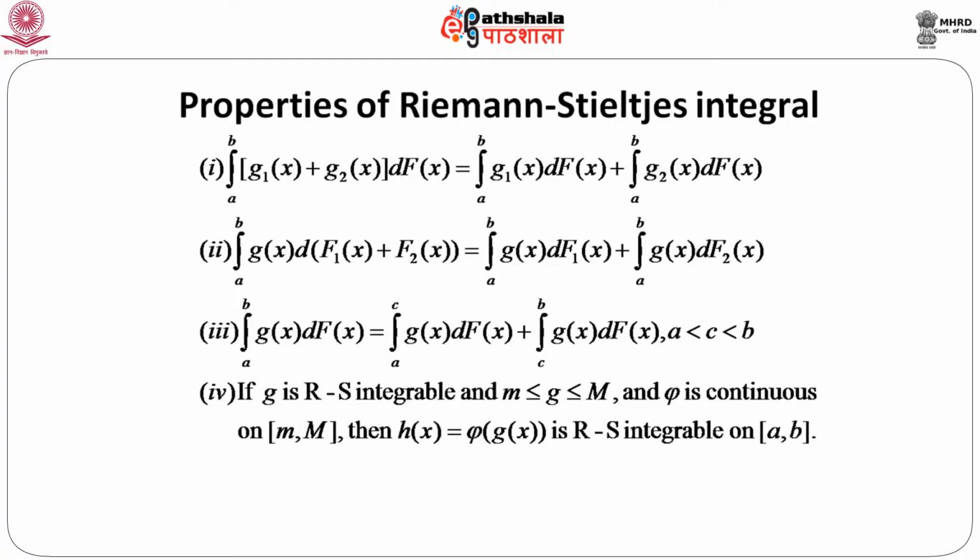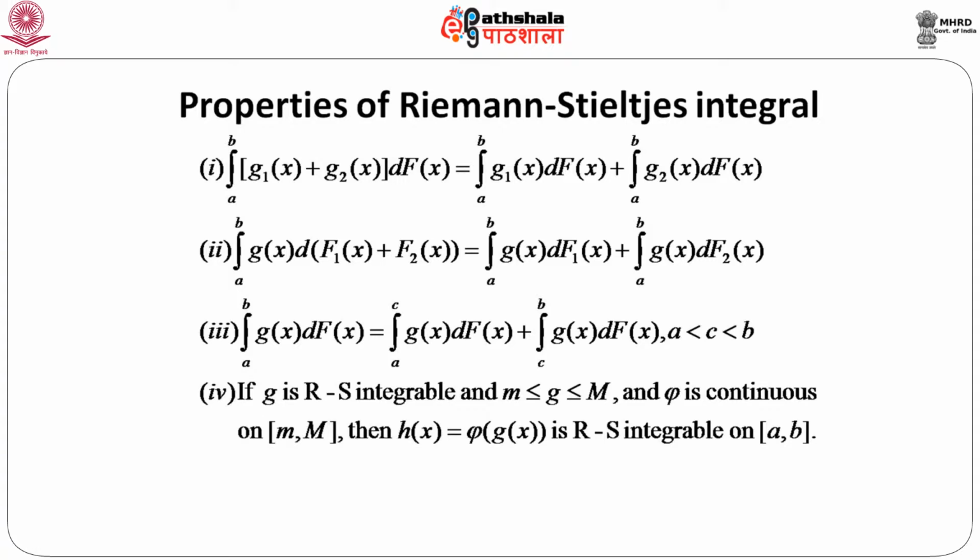Another interesting property is that if g(x) is Riemann Stieltjes integrable, or RS integrable, and g is bounded, that means it lies between small m and capital M, and phi is a continuous function defined on the closed interval small m to capital M, then if we define another function h(x) as phi of g(x), this h(x) is also Riemann Stieltjes integrable on [a, b].